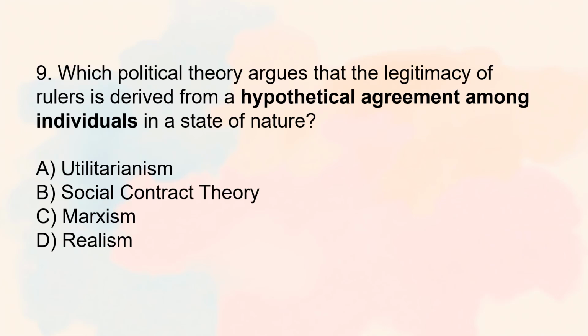Number 9. Which political theory argues that the legitimacy of rulers is derived from a hypothetical agreement among individuals in a state of nature? Letter A, utilitarianism. Letter B, social construct theory. Letter C, Marxism. Or letter D, realism.